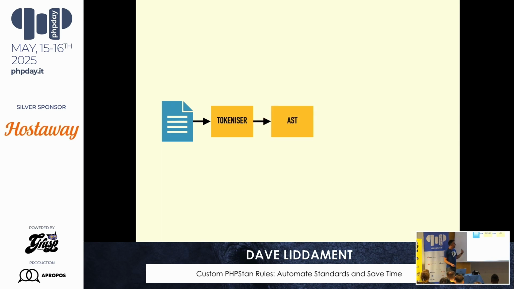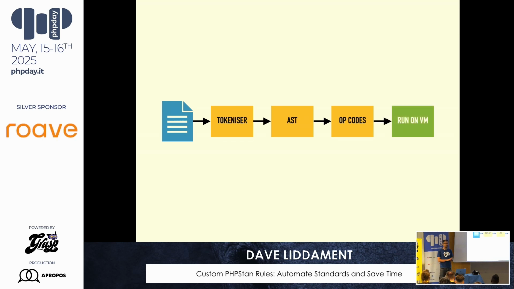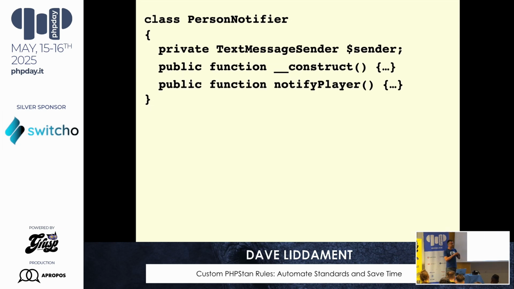The next step, it gets converted into an abstract syntax tree, which we're going to talk more about. And then that gets converted into opcodes, and the opcodes are run on the PHP virtual machine. But the bit we are interested in, from a static analysis point of view, is the abstract syntax tree. All PHP code that we write can be modeled in the abstract syntax tree. It's just a tree representation of our code base.